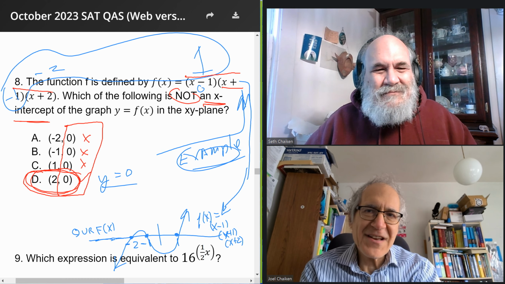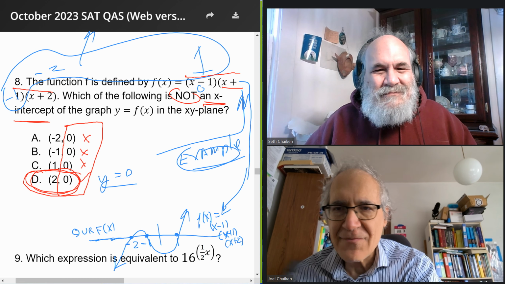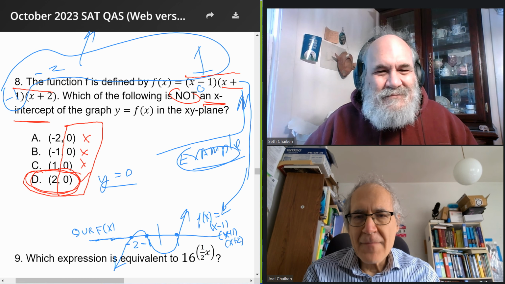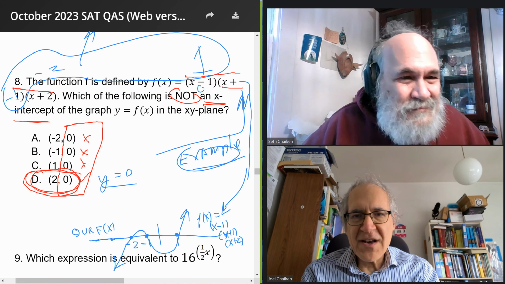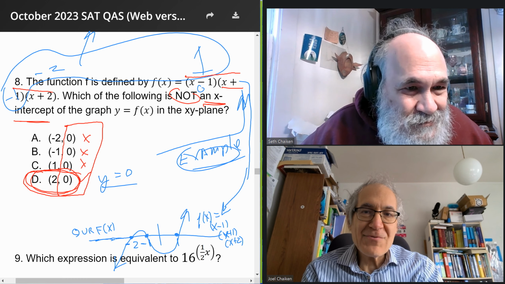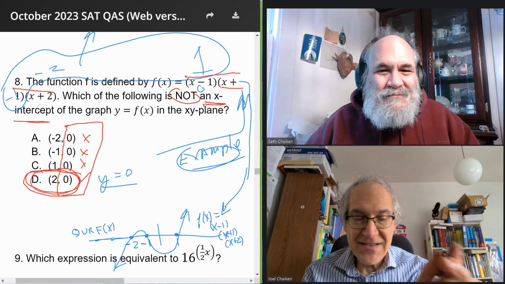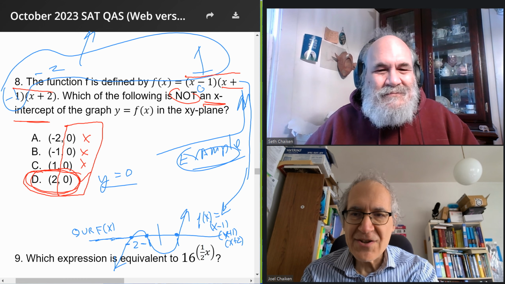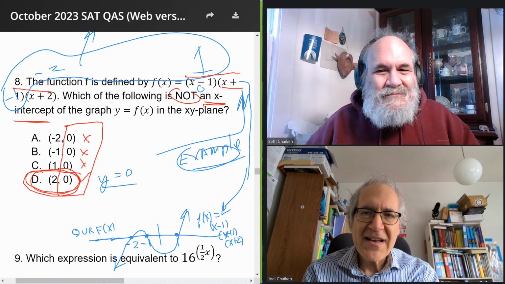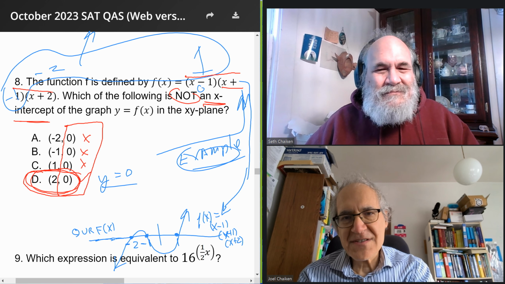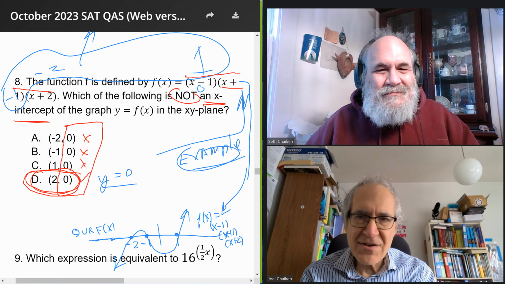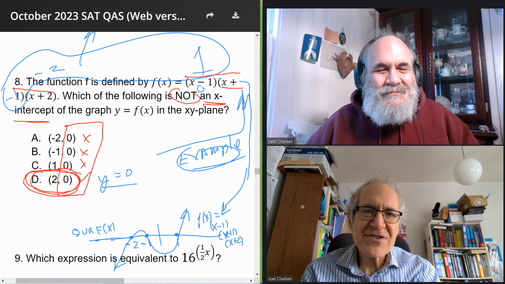Calculator? This is a non-calculator question, but that's now obsolete. Every question now is going to be calculator. If this was given on a digital SAT, you could theoretically type this into the Desmos calculator they give you online, see the intercepts, and pick off the one that's not an intercept.